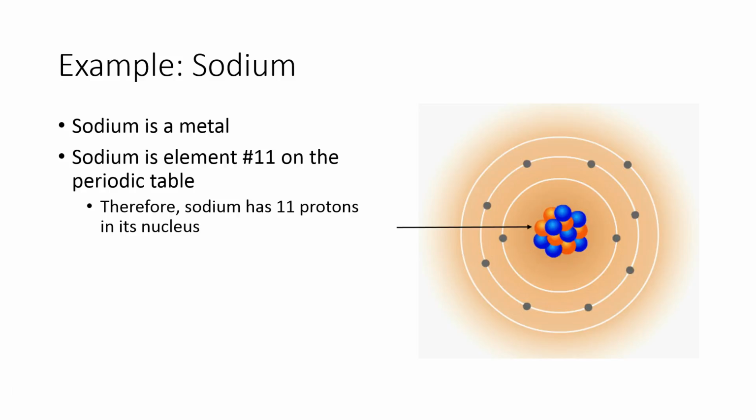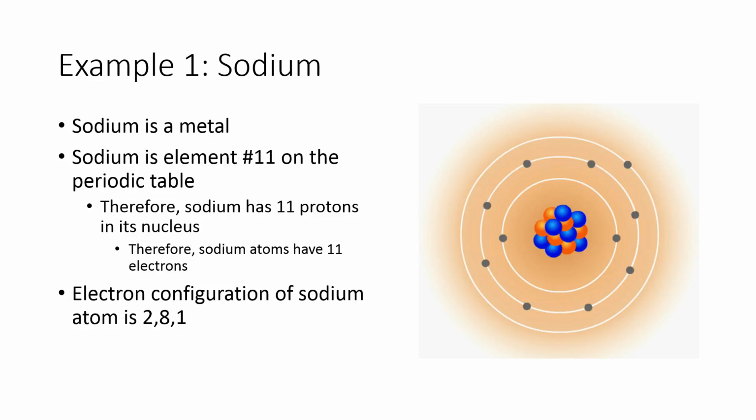That means that sodium must have 11 protons in its nucleus. Therefore, in order to make a sodium atom neutral, it has to also have 11 electrons. That means that the electron configuration of the sodium atom is 2, 8, 1. That means that a sodium atom has 2 electrons in its first shell, 8 electrons in its second shell, and 1 electron all by itself in the third outermost shell.